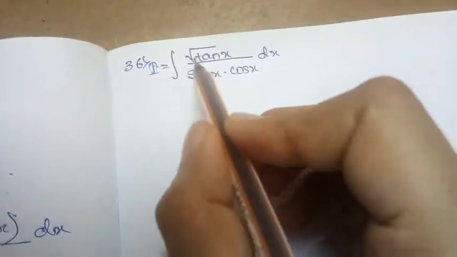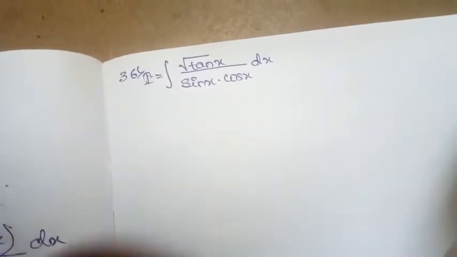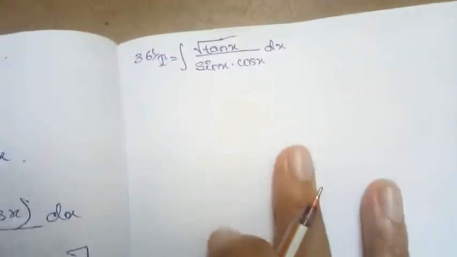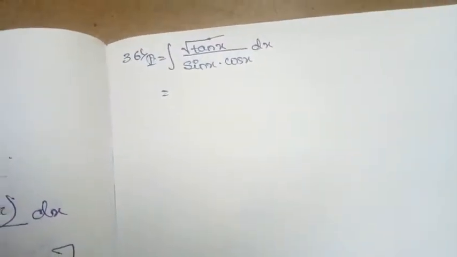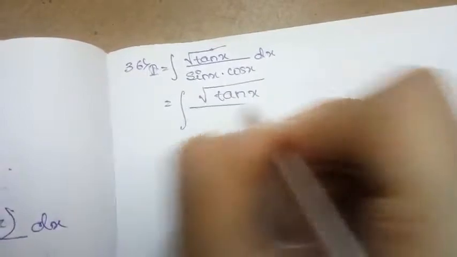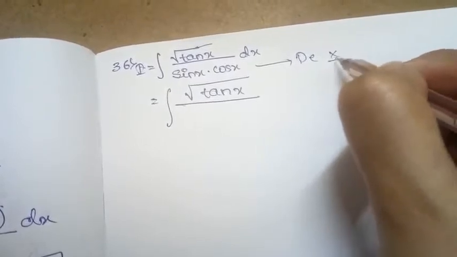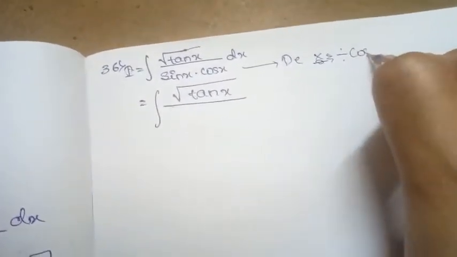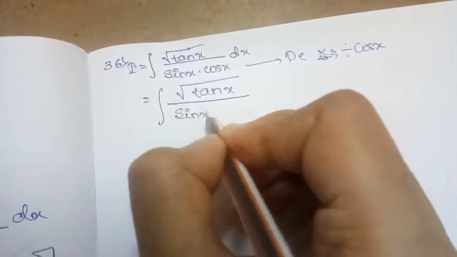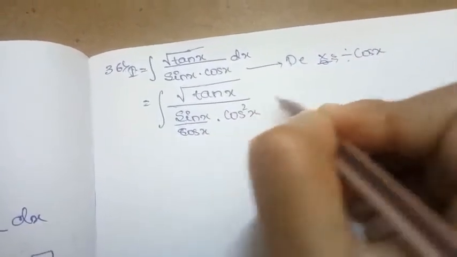The next question is the integration of root of tan x divided by sin x cos x dx. Before using the substitution, we should think about the question and do some arrangement in such a way that the substitution becomes much easier. In the denominator, I am multiplying and dividing by cos x. So it becomes sin x by cos x into cos square x dx.